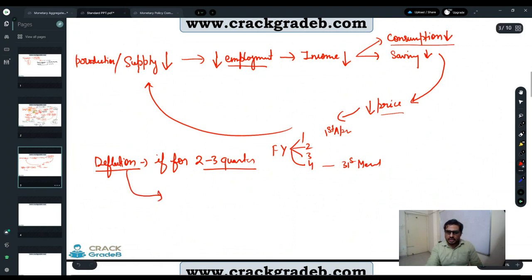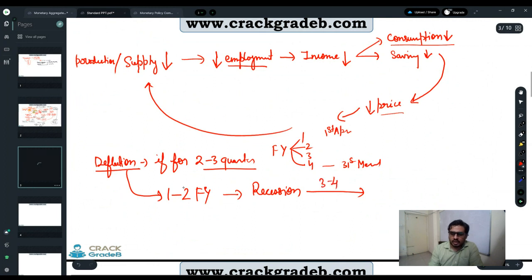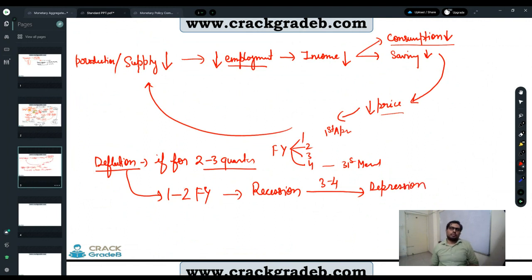And if this deflationary cycle in the economy continues for 1 or 2 financial years, we will call it a recession. And if a recession continues for 3 to 4 years, we will call it a depression.